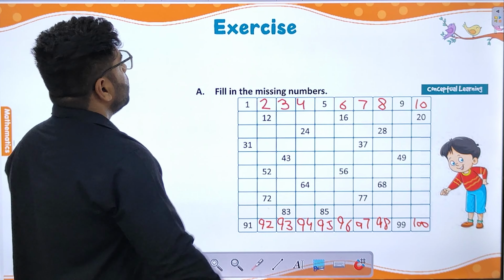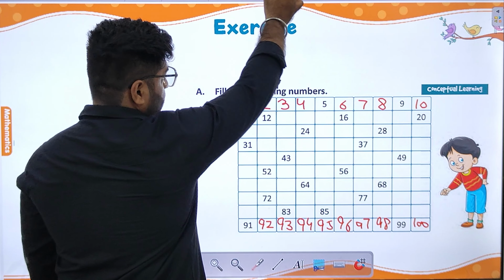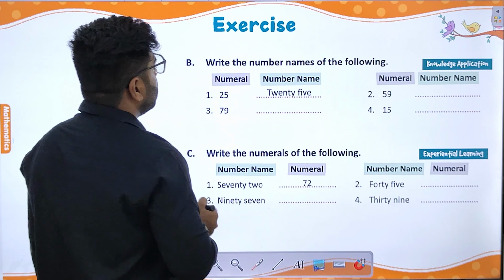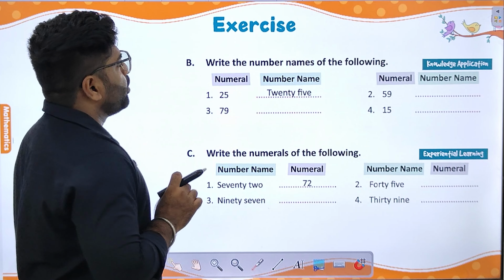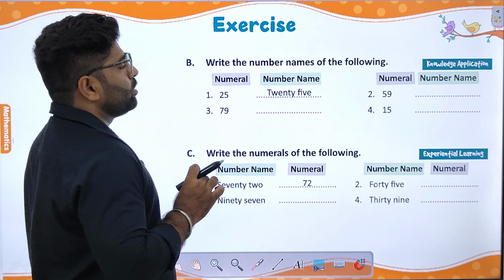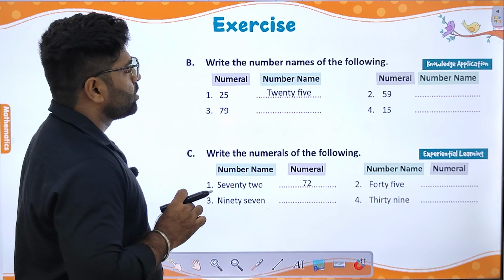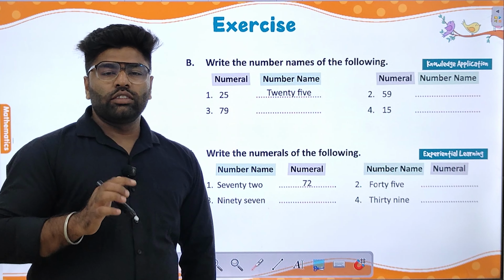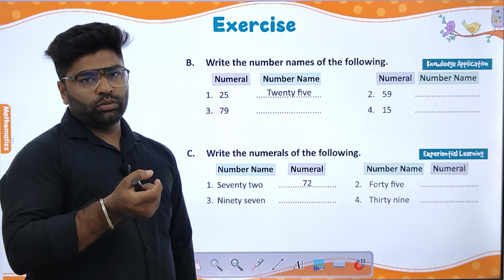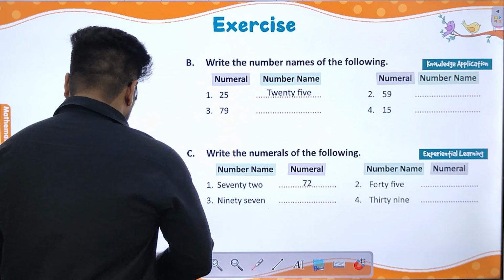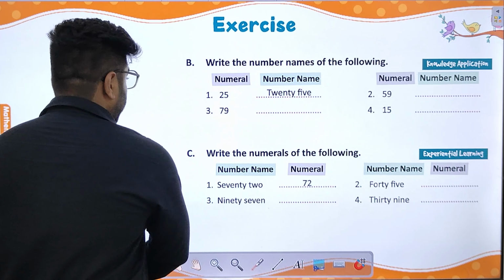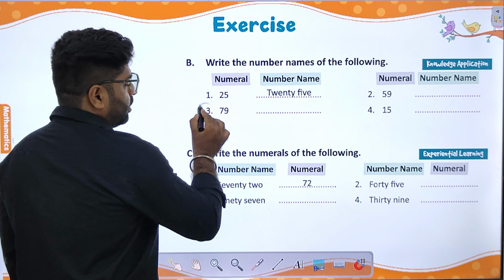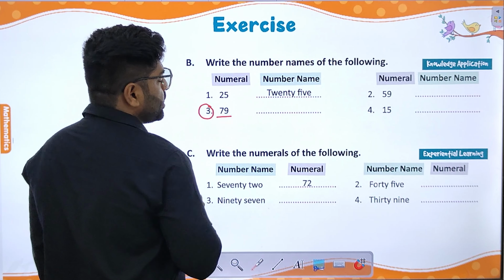Okay, now move to our next part. This is question number B. Write the number names of the following. If you have learned the numbers and number names, this is easy for you, just like me. So we are going to choose question number B, third part. Here we are having 79.